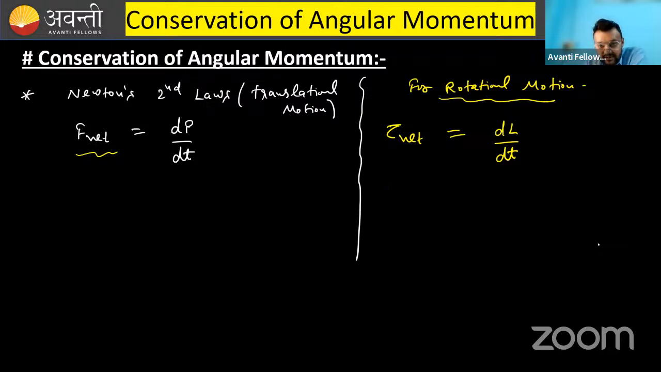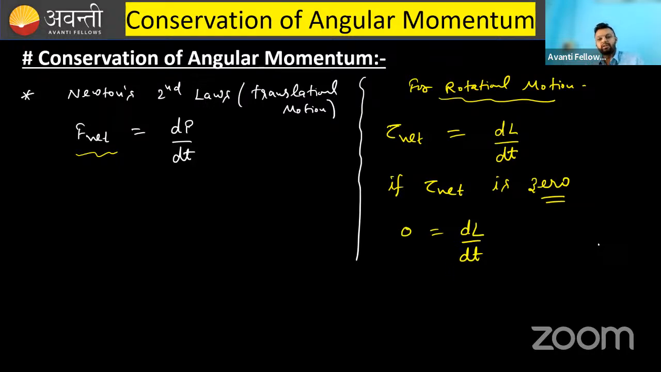Now, what if tau net, the net external torque, is 0? This is again an important term. If tau net is 0, then can you see that 0 is equal to dL over dt? That means dL over dt, the rate of change of angular momentum, is 0. That means angular momentum is not changing. If angular momentum is not changing, then you can say that L is constant.